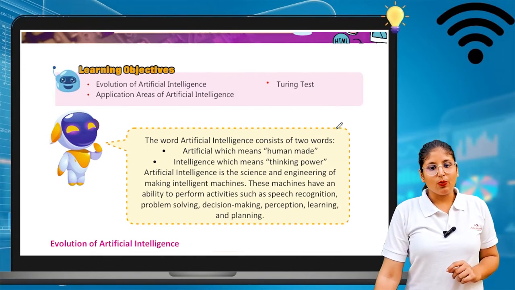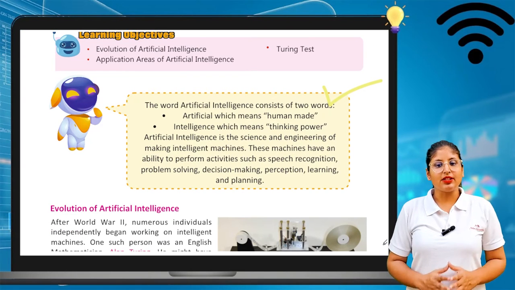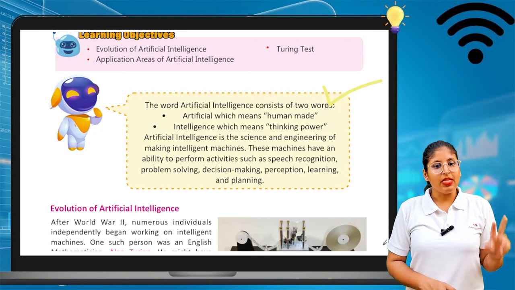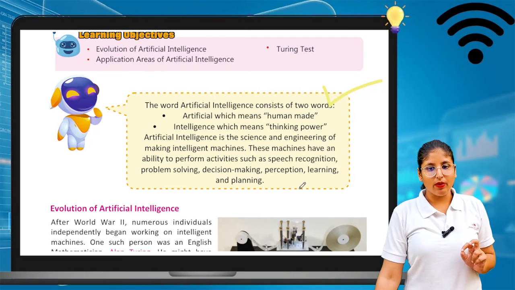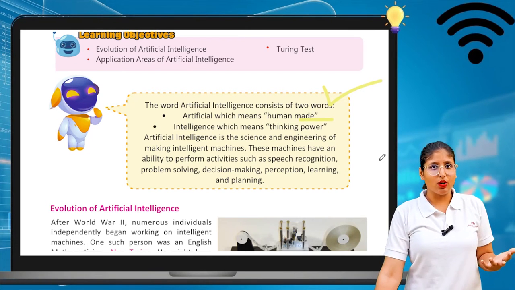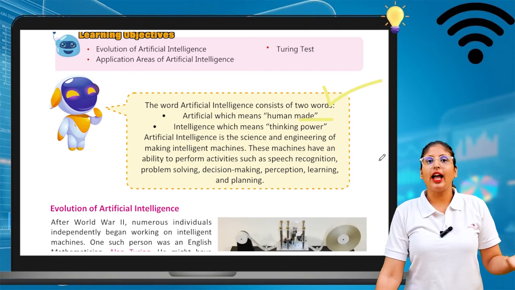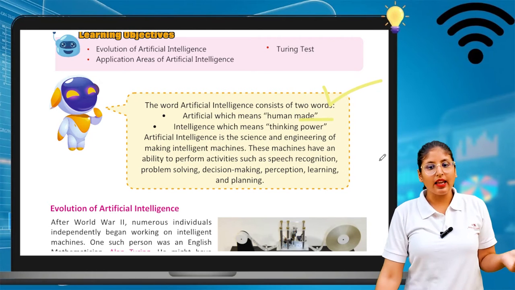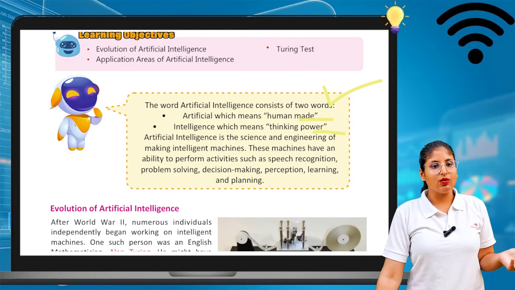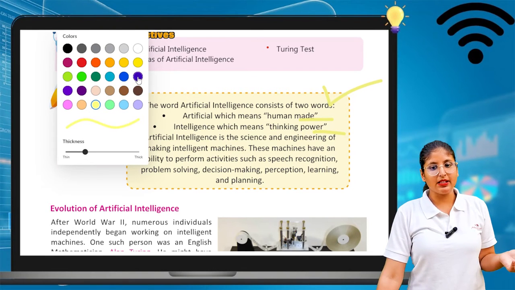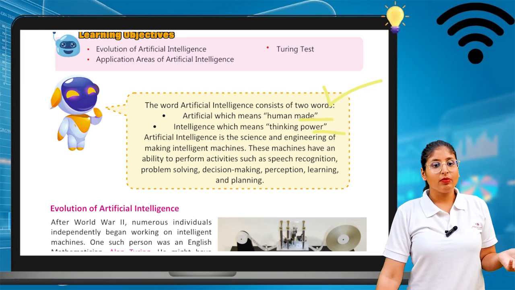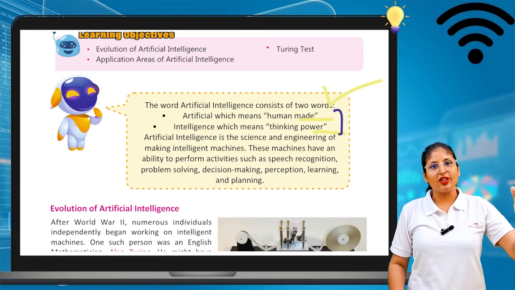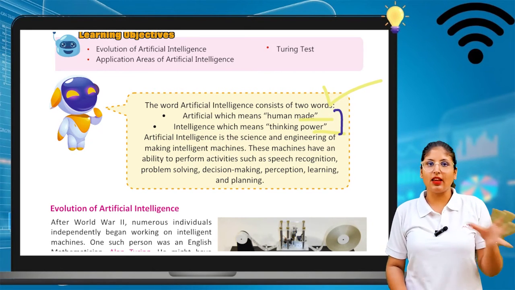The term artificial intelligence consists of two words. Artificial means man-made or human-made. It is not natural, it is created by human beings. And intelligence means thinking power. If someone says he or she is an intelligent person, that means he or she is a more knowledgeable person. So artificial means man-made, and intelligence means thinking power.